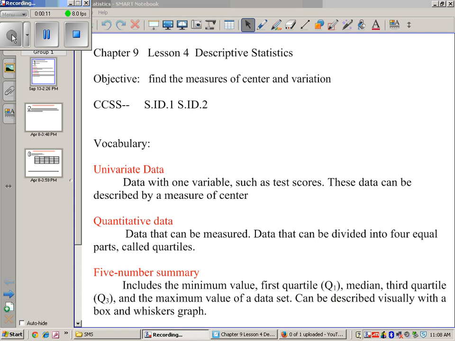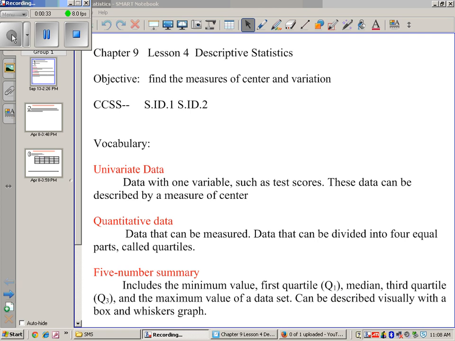Okay, we have 3 vocabulary words for this lesson. Our first one is univariate data, data with one variable, such as test scores. These data can be described by a measure of center. Next one is quantitative data, data that can be measured, data that can be divided into 4 equal parts called quartiles.